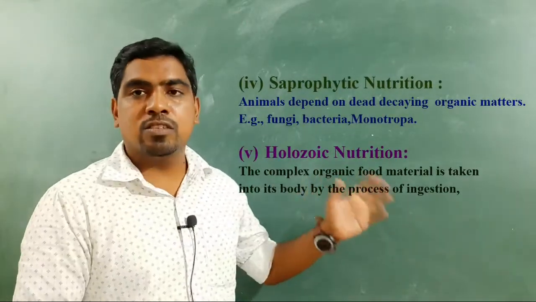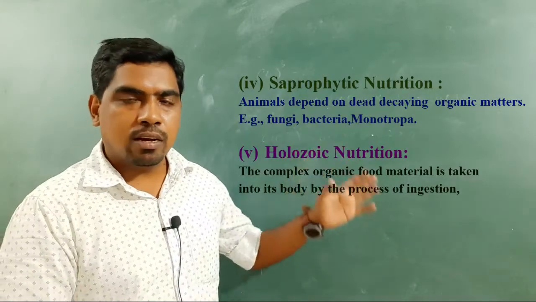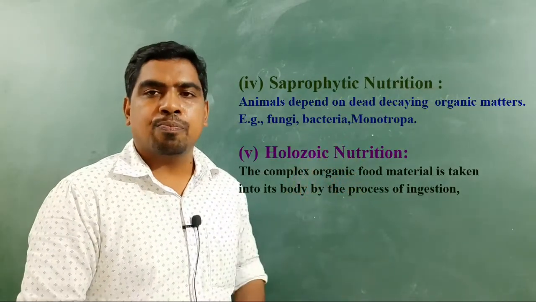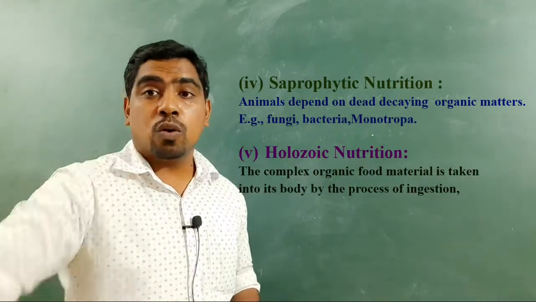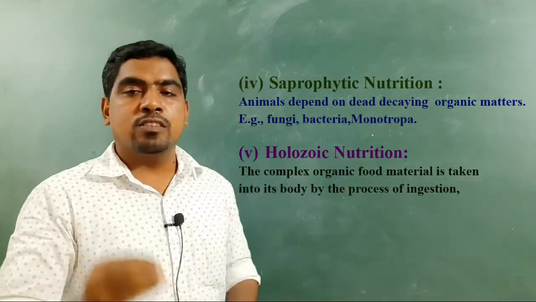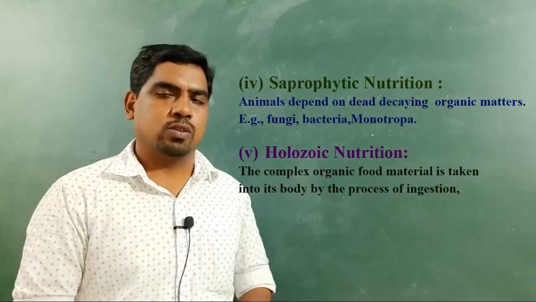Next one is saprophytic nutrition. Here organisms receive food from dead and decaying matter. Example, bacteria, fungus, monotropa and neotia. Then last is holozoic nutrition. Here the food is taken into the body by ingestion. All animals have holozoic nutrition.